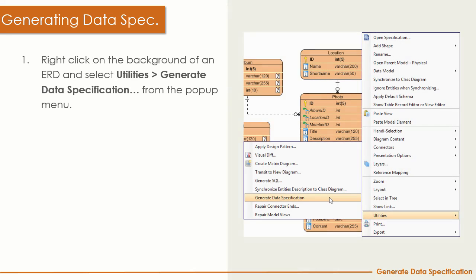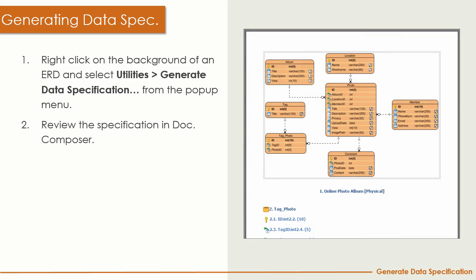To generate the data specification in Visual Paradigm is very easy. You can right-click on the empty space of the diagram, click the utility and generate data specification, or you can use the action bar. I will demonstrate how to use the action bar in a minute.